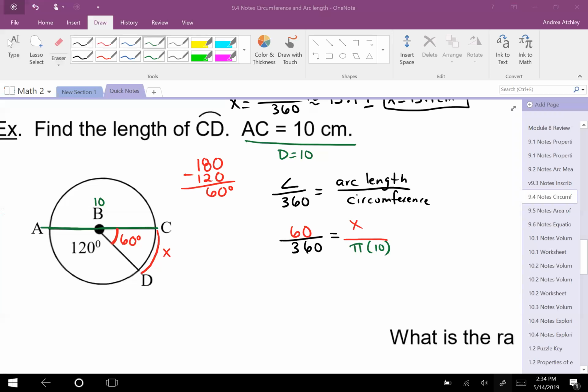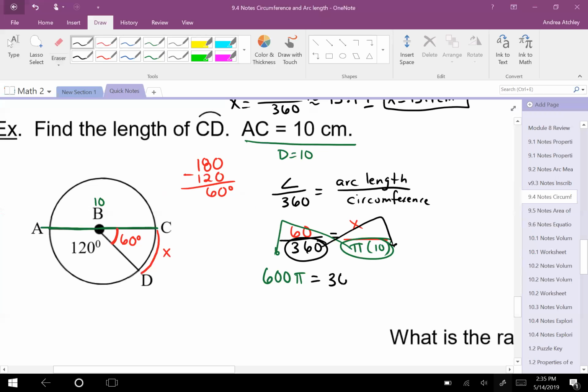Okay, so we're going to cross multiply this times this and bring it down. That's going to give me 600 pi is going to equal 360 times x, which is 360x. Now what do we do? Very good. Divide by 360. Divide by 360. And I get x equals.